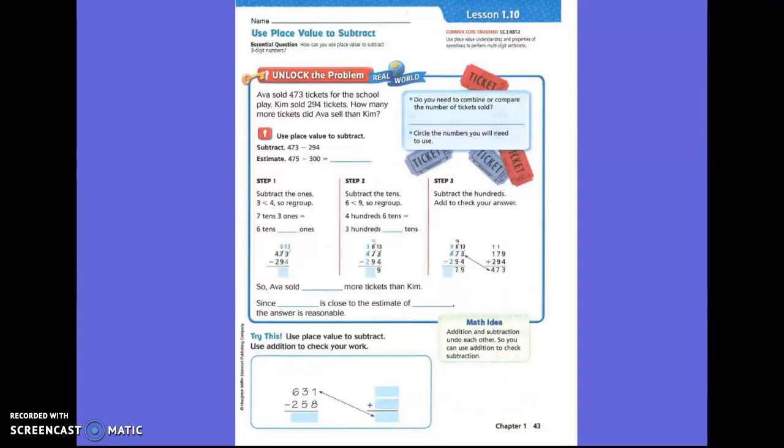Okay, boys and girls, today we're going to use place value to subtract 3-digit numbers, which is basically subtracting how you have been subtracting, stack and subtract, okay? All right, so read the story with me.